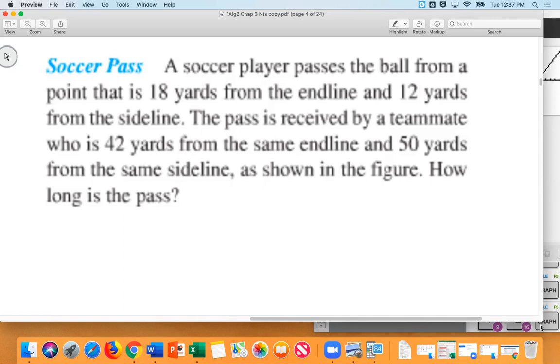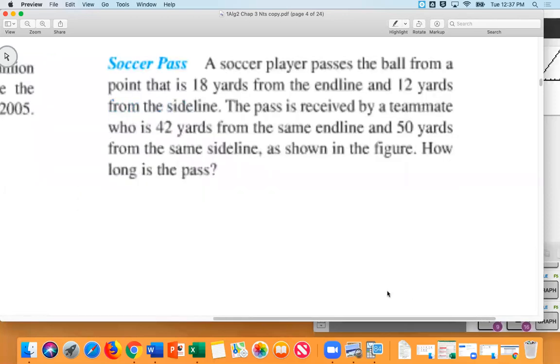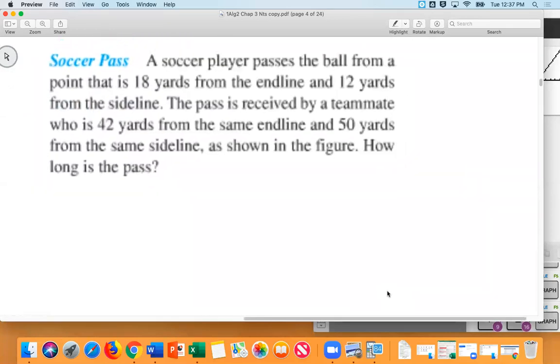Now, Cody, you're like, does anybody really care about how long the pass was? No, nobody really cares. They're just making up a problem, so you have to solve it. Now, the one thing you're missing here is what, Hannah? The figure. Picture. Yeah, you need a picture. So everybody, draw your best soccer pitch. Let's go.